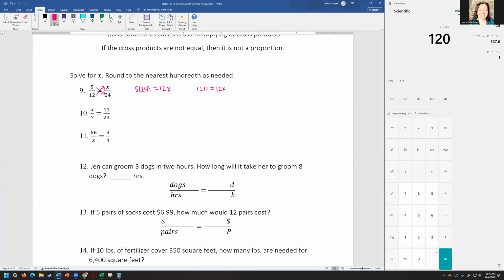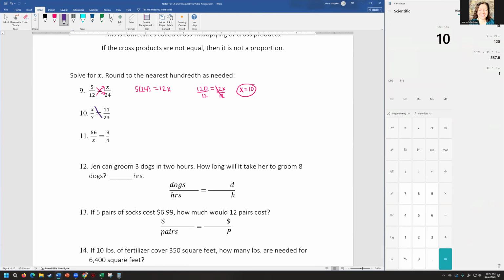Now, when you have a number next to a variable, it is connected by times. So if I need to solve for x, I would undo that by doing the opposite operation, which is division. But whatever we do to one side of an equation, we have to do to the other. So if we divide 120 by 12, you'll get 10, but we can double check it over here. So this first one doesn't need to be rounded. It came out to a nice answer. So x equals 10. All right, let's look at my second one.